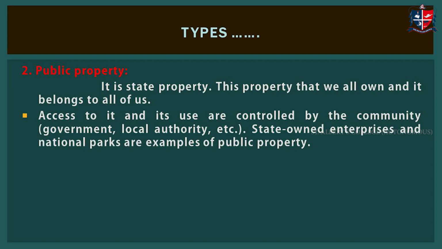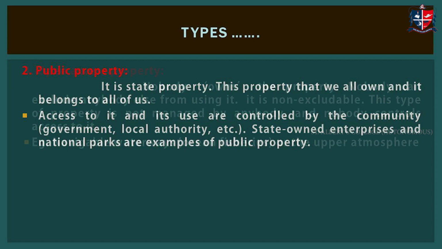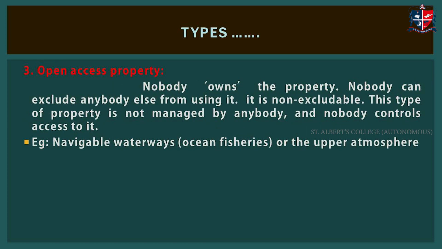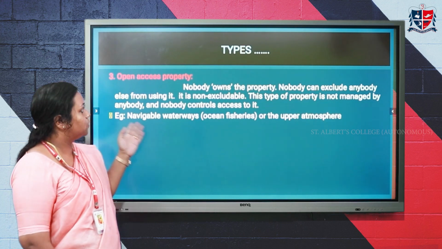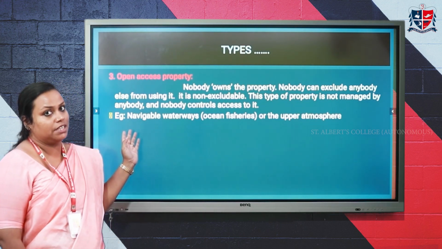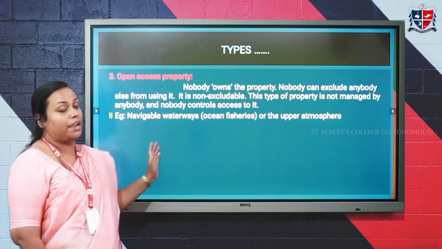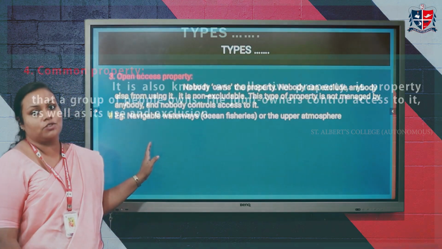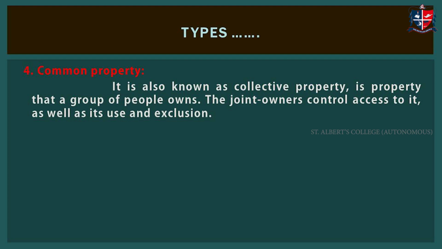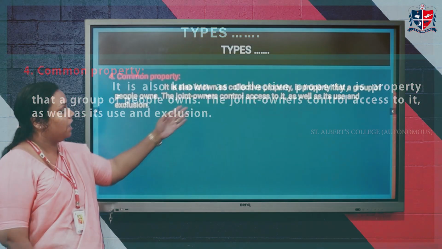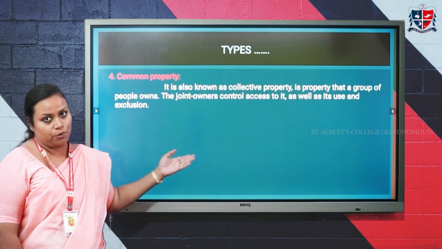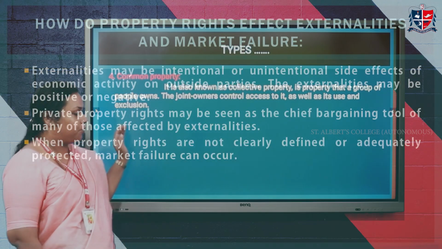Coming to public property, it has non-excludability and non-rivalness, and it is state property. The third one is open access property, where nobody owns the property. That is what we call open access property. Everybody can use it, and this type of property is not managed by anybody and nobody controls access to it. And the final one is common property. It is a collective property. The joint owners will be there and they have control over the property.